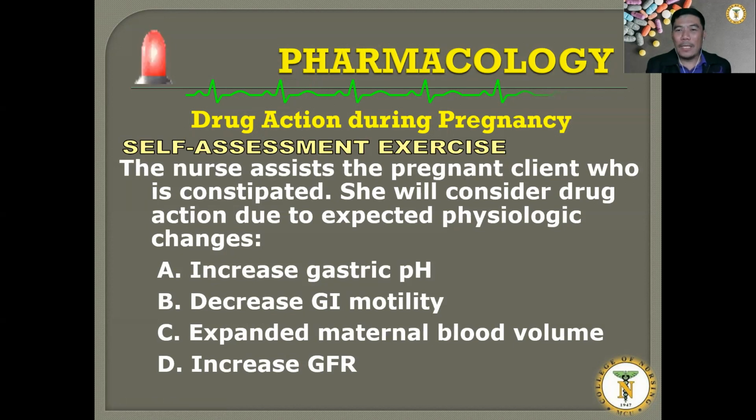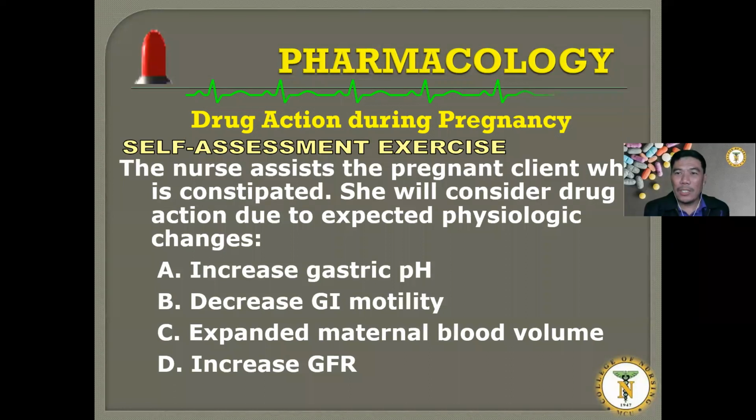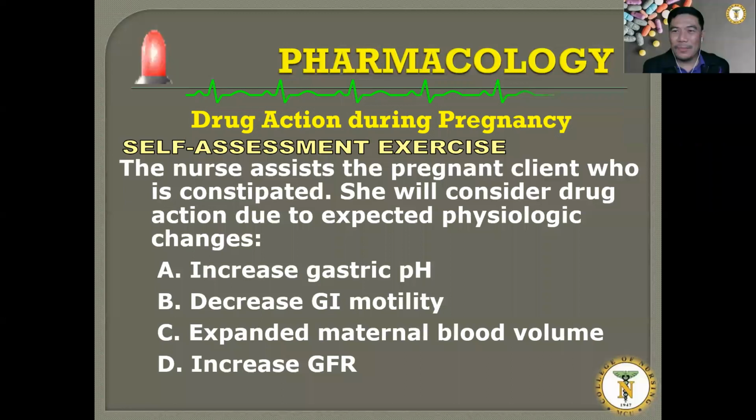Anyone? Is it increased gastric pH? Is it decreased gastrointestinal motility? Is it the expanded maternal blood volume, or increased glomerular filtration rate? Anyone, even a guess, so that we could explore? Oh, thank you so much, Miss Shenny May Pelin. Sir, just a guess po, decreased GI motility po.